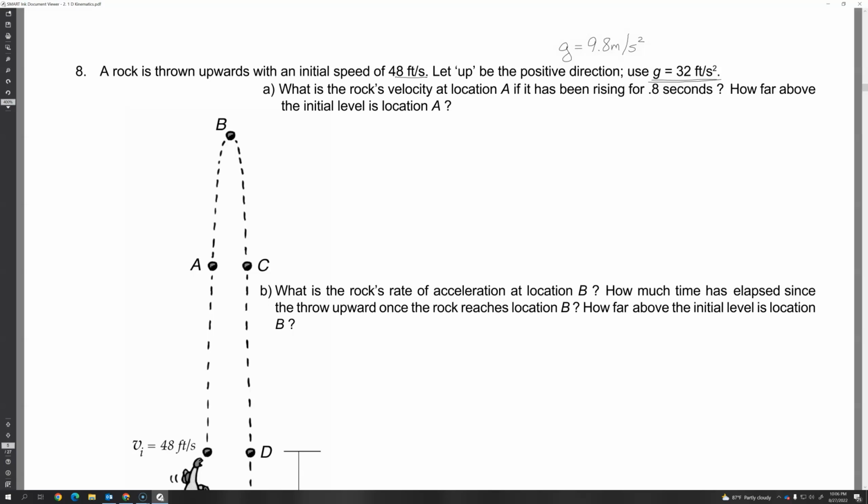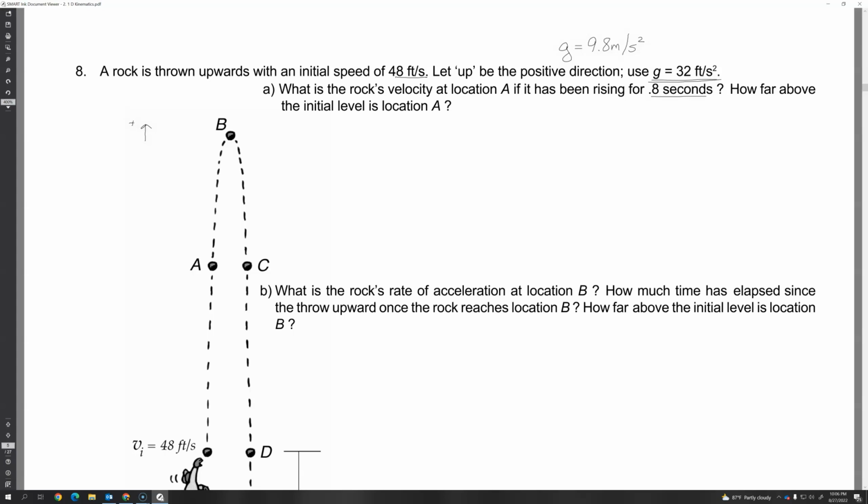Now we're going to let up be positive. What does that mean? It's going to be our positive direction. We're going to use g equals 32 feet per second squared. We want to know what is the rock's velocity at location A if it has been rising for just 0.8 seconds.